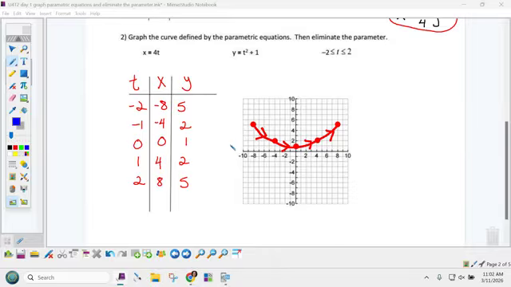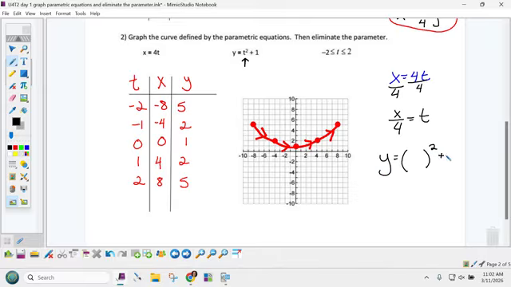All right, and now for eliminating our parameter, it's easiest to isolate the t in our x equation. I'm going to start there by dividing by 4. And then we can replace the t in the y equation with x over 4. I'm going to square that fraction. It's quadratic. All right, we've got x squared.